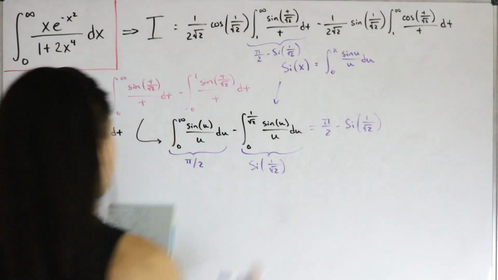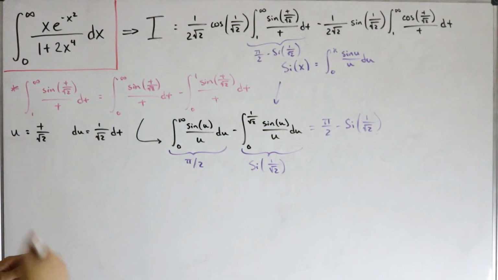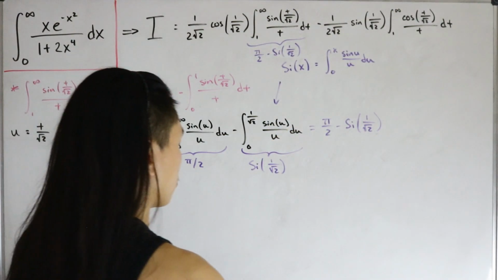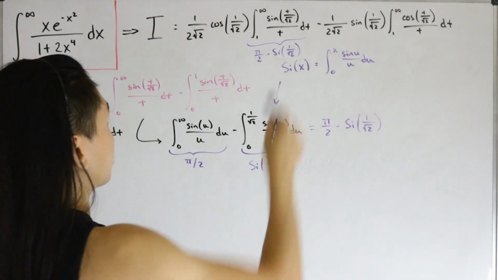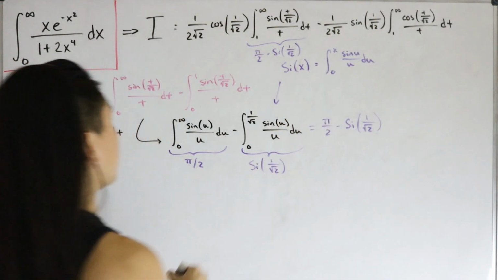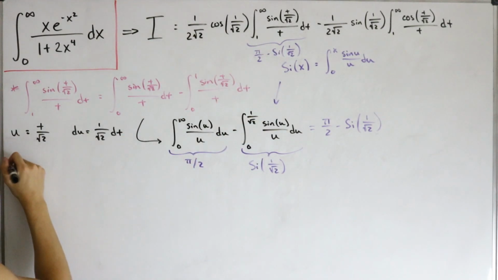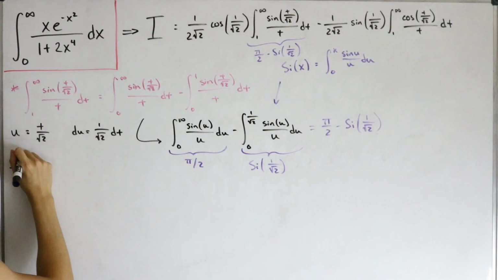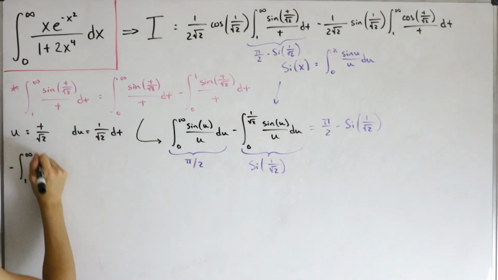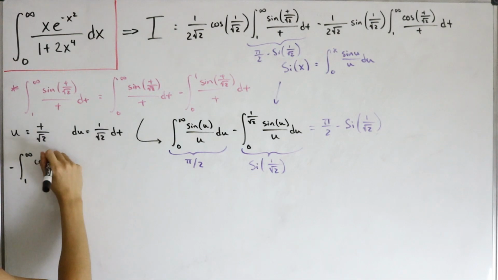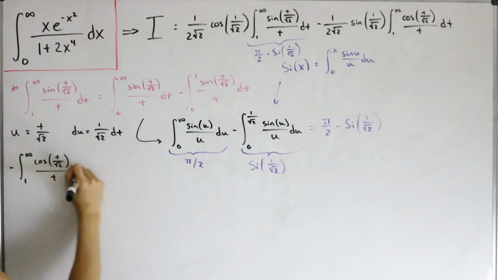Now we've got to take care of this other integral. So why don't we do that? To continue, I'm going to put the negative sign with it as well, just so it leaves everything nice and easy. So the integral in question, with the negative, is negative the integral from 1 to infinity of cosine of t divided by the square root of 2, and then divided by t, dt.